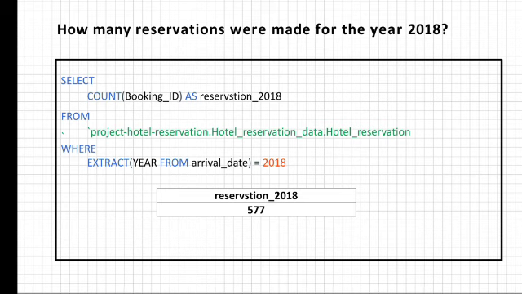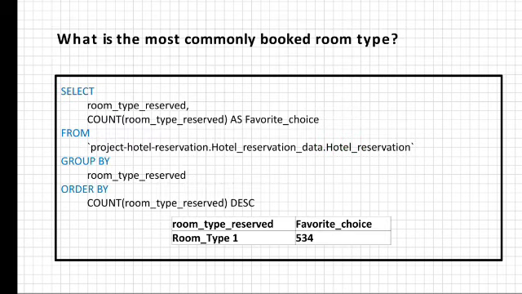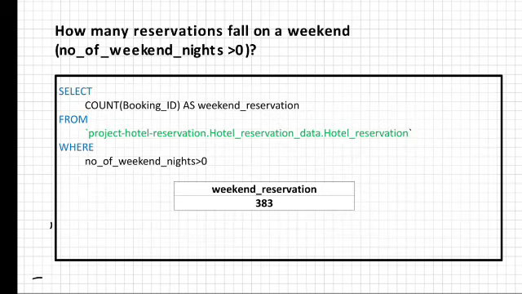In the year 2018, around 577 reservations were made, and the most commonly booked room type was found to be room type 1. Around 534 customers preferred room type 1 from the 700 reservations, and many of those reservations, around 383, fall on a weekend. That is, around 55% of the reservations were weekend reservations.